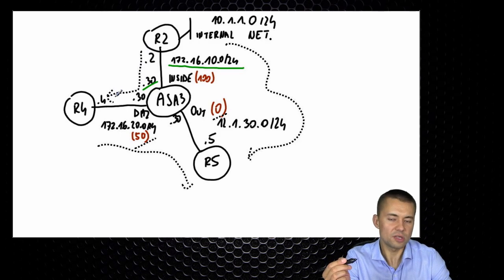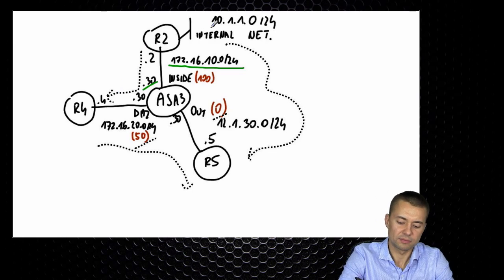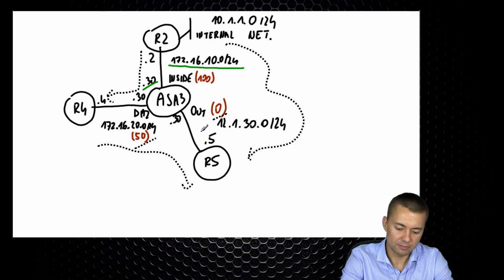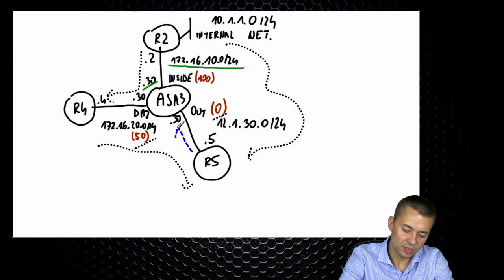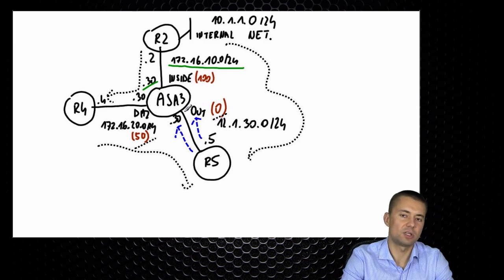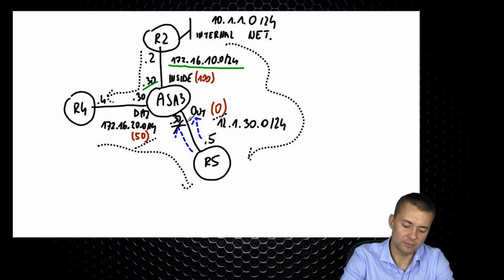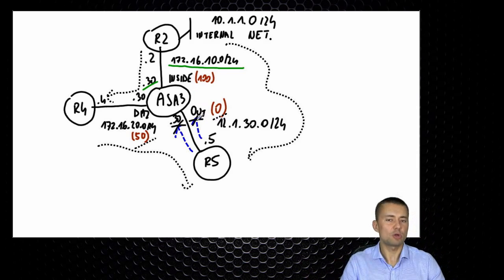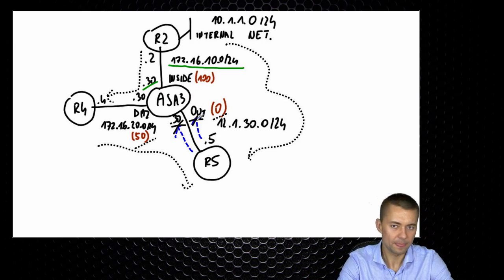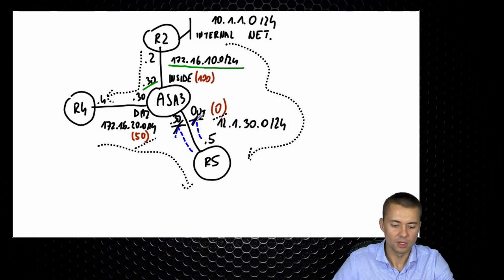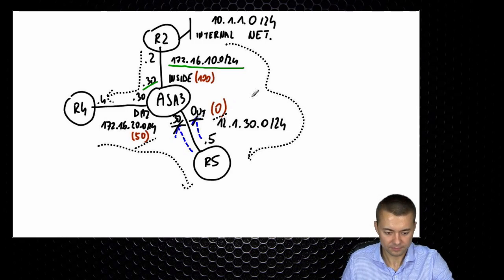So inside can access the DMZ and outside. DMZ can access outside, but outside is the lowest security level here. So outside cannot access the DMZ, and it cannot access inside by default. If you want to allow communication from the outside in this network, you have to configure an access list and apply it to that interface.